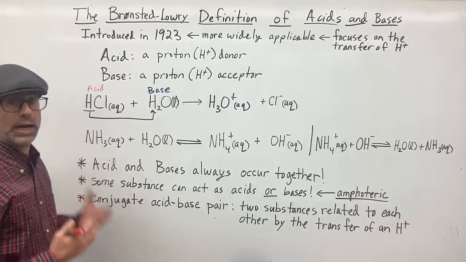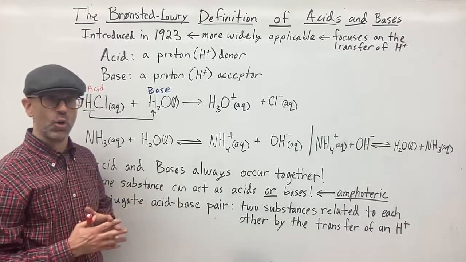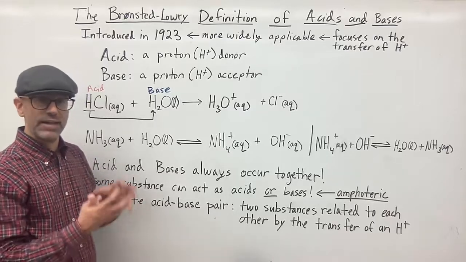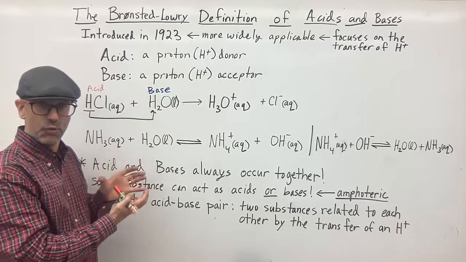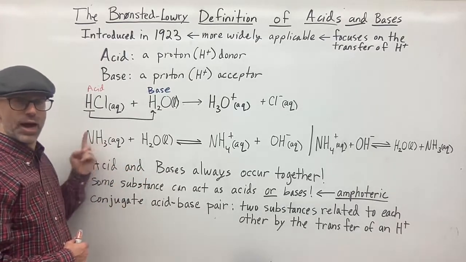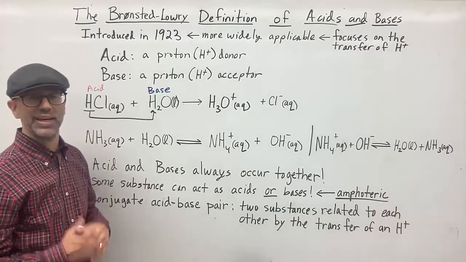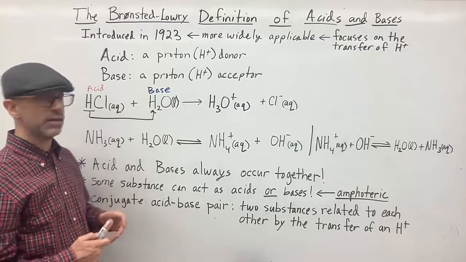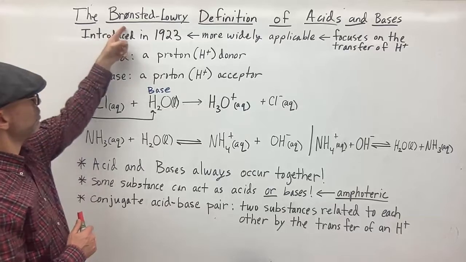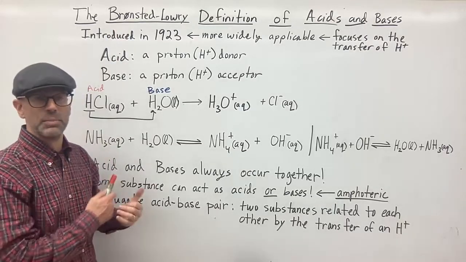So according to the Arrhenius definition, a base is something that produces OH minus or hydroxide ion. And in order to do that, you would have to have the hydroxide ion as part of your formula. But here you can see for ammonia, there is no hydroxide ion in here. So according to the Arrhenius definition, it would not be a base. But according to the Bronsted-Lowry definition, it is a base. And we know that it's a base by experience.